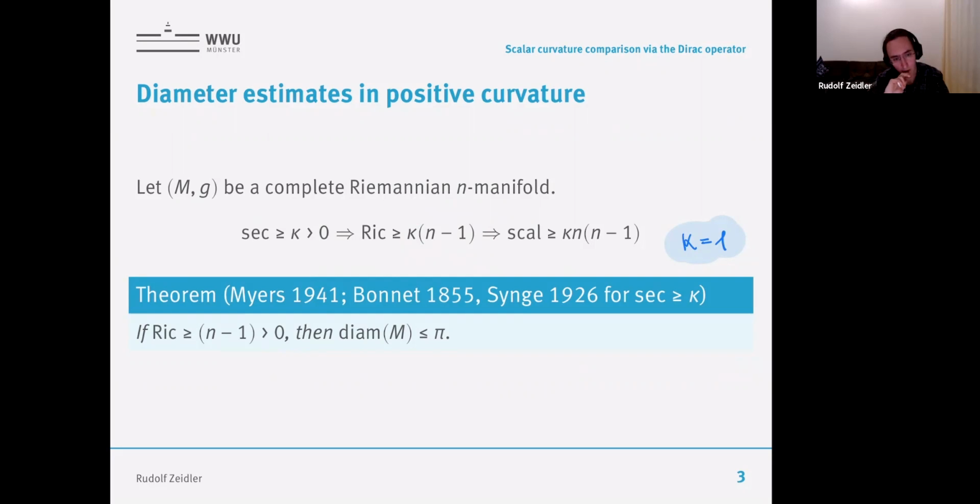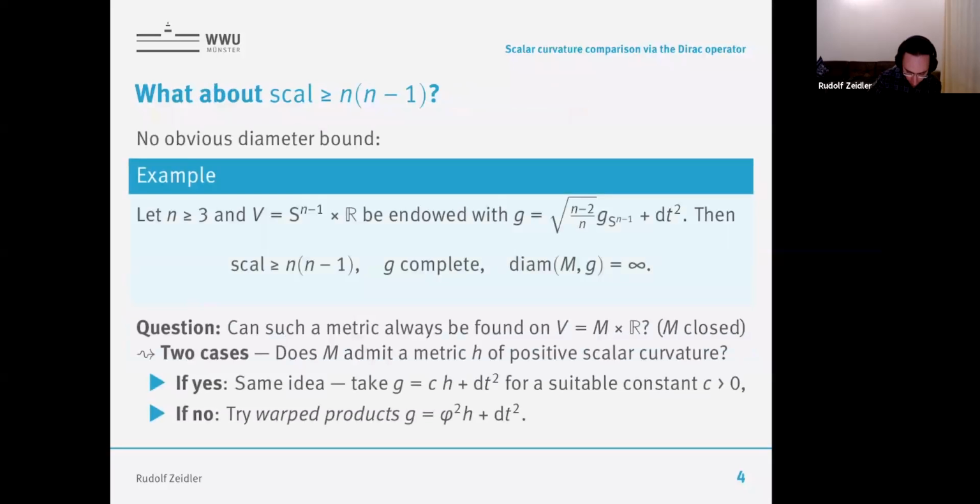Okay, so that's the classical statement. And the question I want to start with now is, what about scalar curvature? Can you do something similar or related for scalar curvature? The first thing to notice here is that there is no obvious diameter bound. Why is that? That's a very trivial example you can consider. Take the sphere, at least a two-dimensional sphere, and take the product with the real line.